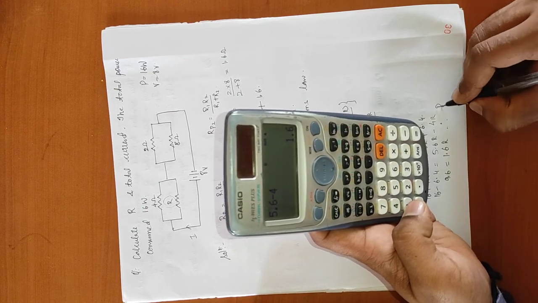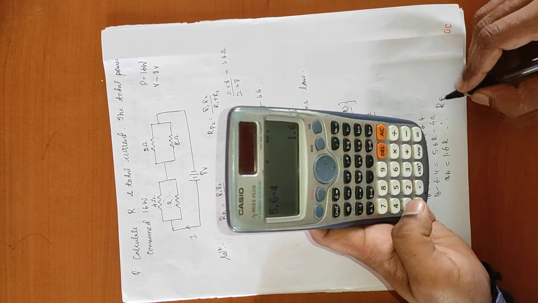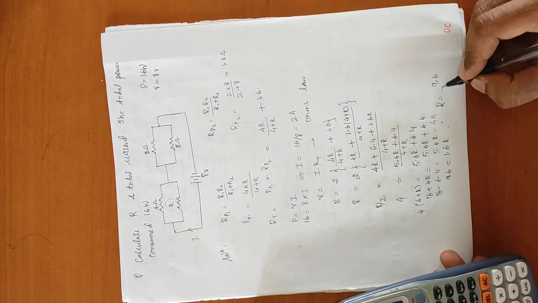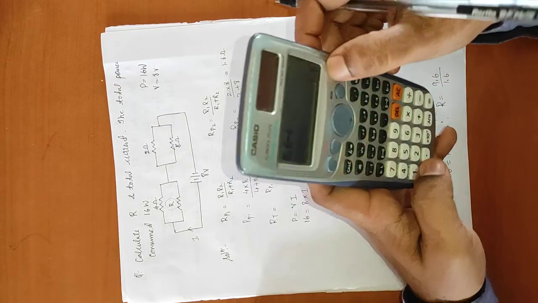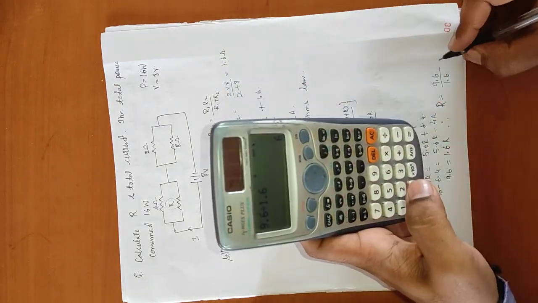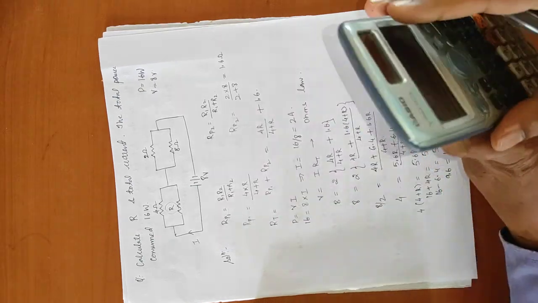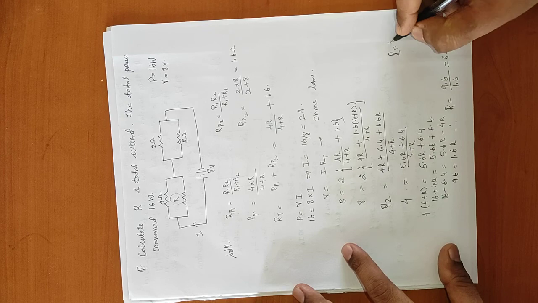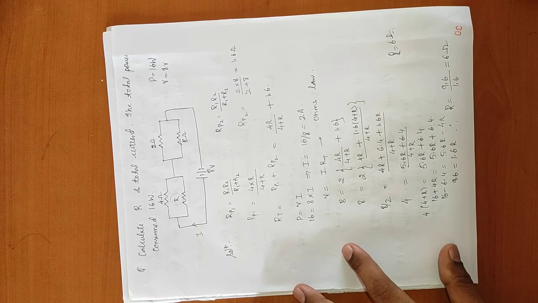Therefore, the value of this R can be calculated as 9.6 divided by 1.6. The answer is 6 ohms. So the value of this R is 6 ohms.